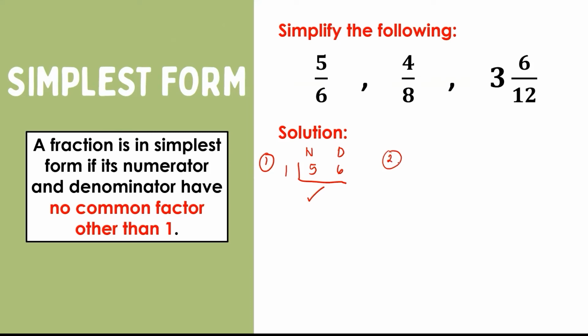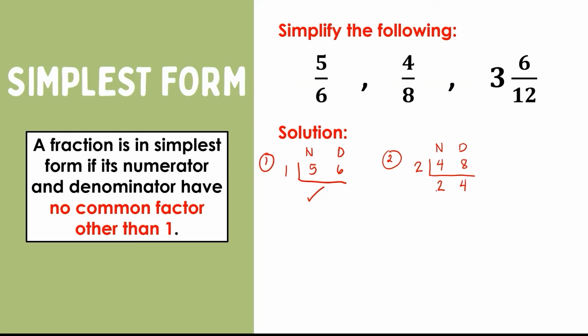Let's try 4/8. Again, let us write first the numerator before the denominator. This time, think of a number which can divide both 4 and 8. You may start with the smallest number. Did you say 2? That is absolutely correct. So, 4 divided by 2 is 2. And 8 divided by 2 is 4. Now, we have 2 and 4.